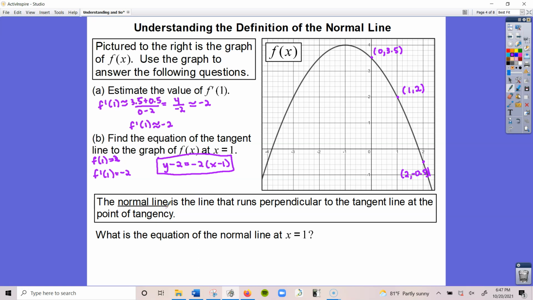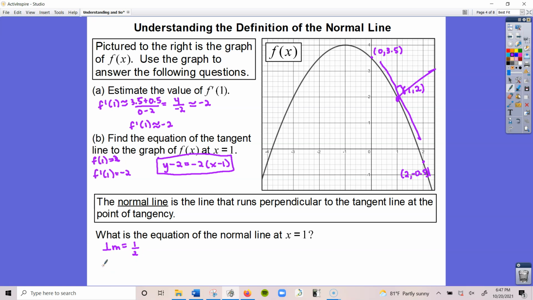Once again, the normal line is the line that runs perpendicular to the tangent line at that point of tangency. So just so you can have a visual, if this is my tangent line, then my normal line runs perpendicular. And it still goes through the same point of tangency, but now the slope is going to be the opposite reciprocal, because perpendicular slopes are just that. Since the slope of my tangent line is negative 2, that means that my perpendicular slope is 1/2.